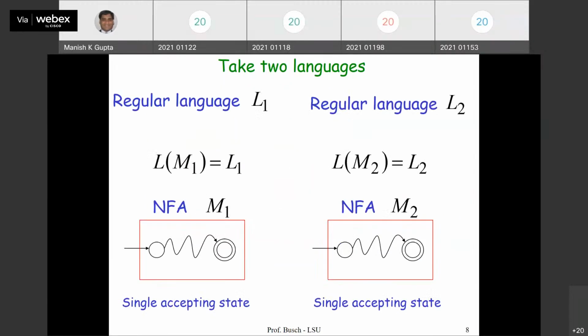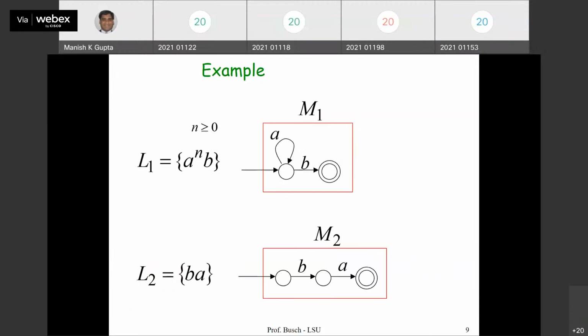Anyway, so take two languages, L1 and L2. Both are regular languages, so there exist NFAs for them. Take NFA machine M1 with a start state and a single accepting state, and M2 with a start state and a single accepting state. Now I am going to combine them. This is just an example for L1 and L2.